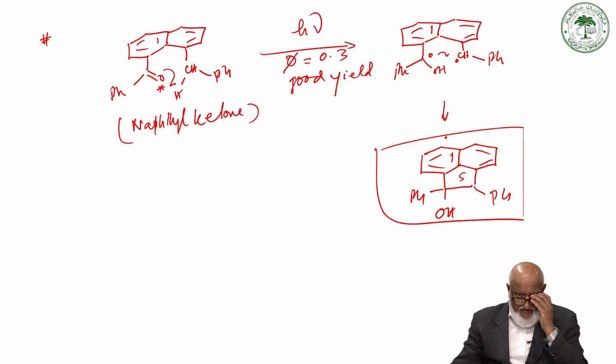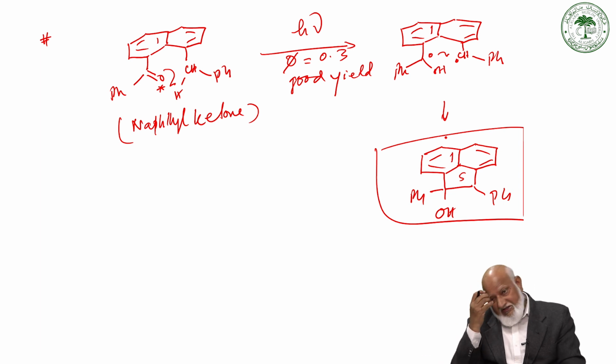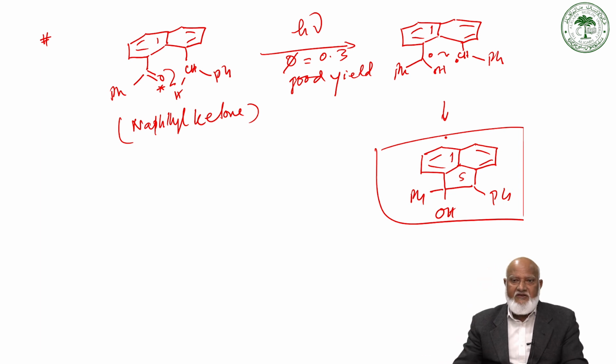Another one is that naphthyl ketones have also been known to give a very good yield of this phenanthrene-type cyclization, through abstraction by the excited carbonyl to generate a diradical species which will give this hydroxyphenanthrene derivative.